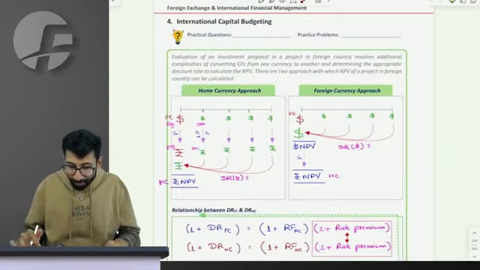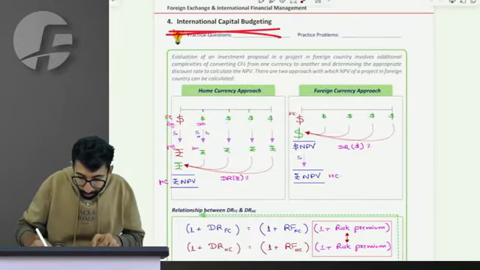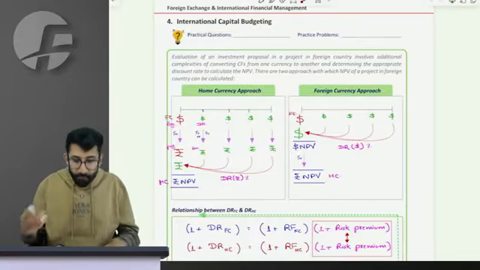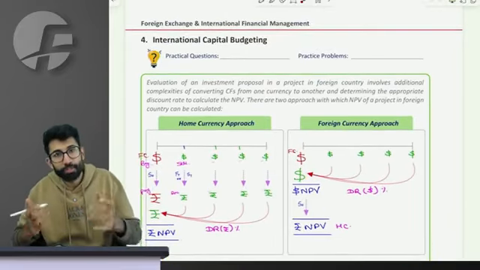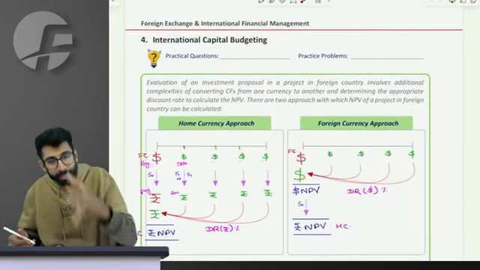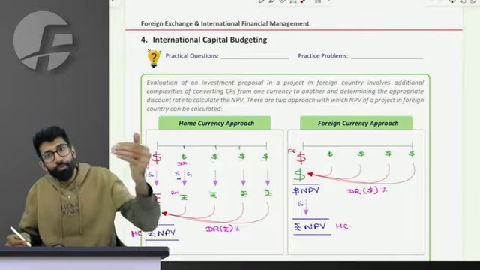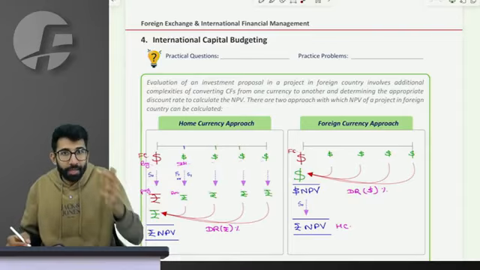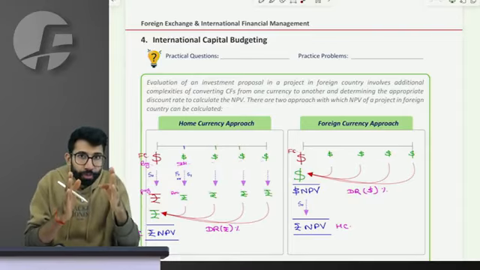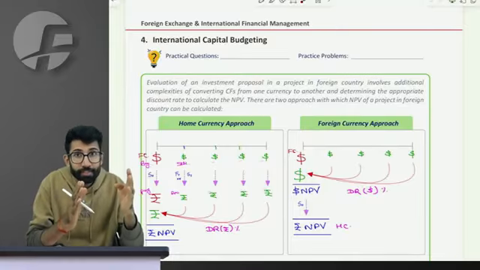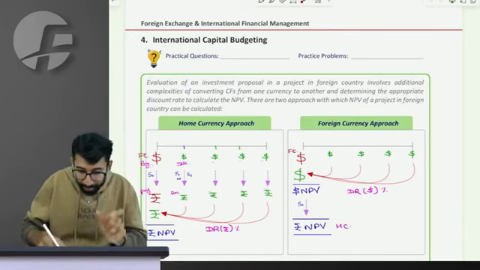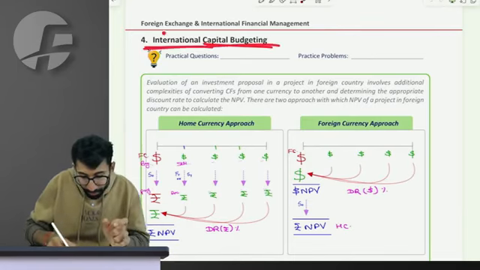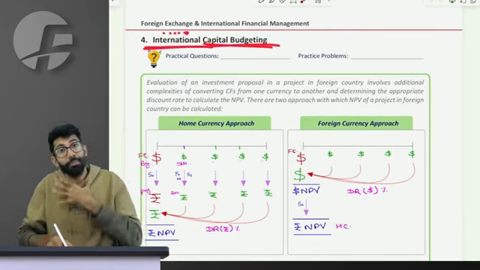The next topic in the class is international capital budgeting. What happens in this concept is again easy. If I tell you what capital budgeting is, it's a simple thing. I am a company. I have an outflow to be made. And if I make this outflow today, if I invest this amount today somewhere, I will have future inflows. This is capital budgeting. We call it international capital budgeting when I am an Indian.